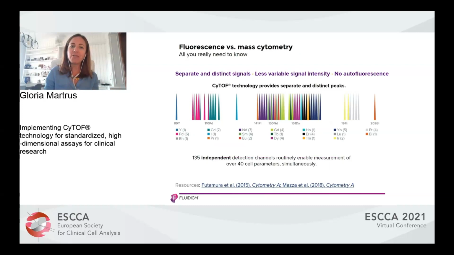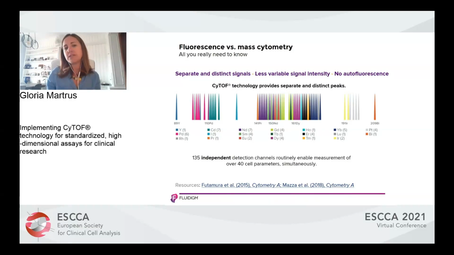So this is how our signals look like. We are measuring from the 89 to the 209 bismuth, and we do have all these metal families. The isotopes are all classified depending on their mass, and they have these separate and distinct signals up to 1 Dalton resolution, which allows us to distinguish one from the other. There is less variable signal intensity.